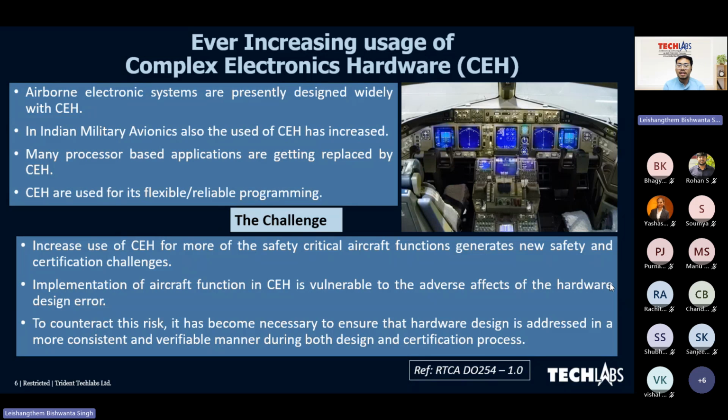So specifically talking about military avionics, nowadays we are also on our way to develop our own indigenous military setups in avionics. That trend has been increasing in our own domestic market itself. So in this particular way of implementing complex electronic devices in civil as well as military avionics, many processor-based applications are being replaced or complemented by FPGA, PLD-based designs.